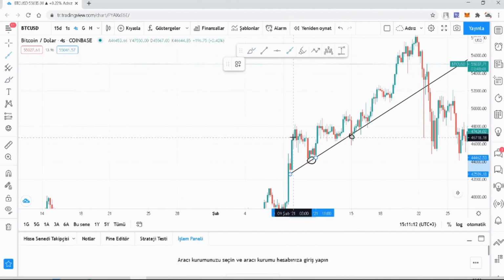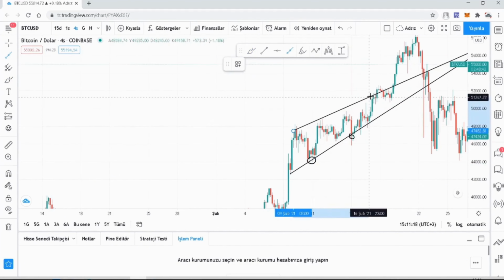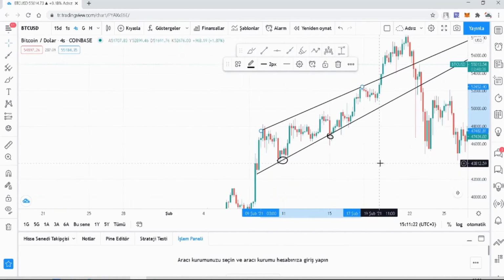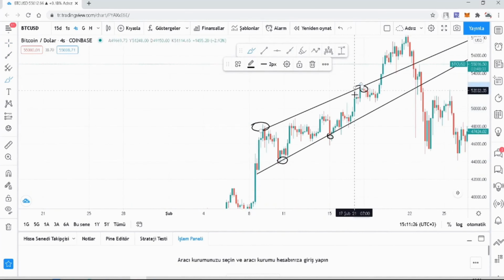If the peaks are always above each other, we can see that the peaks are consistently higher than one another, as you can see. This is an uptrend. That means the peaks will be above each other. The dips will also be on top of each other. As you can see, this indicates an uptrend.